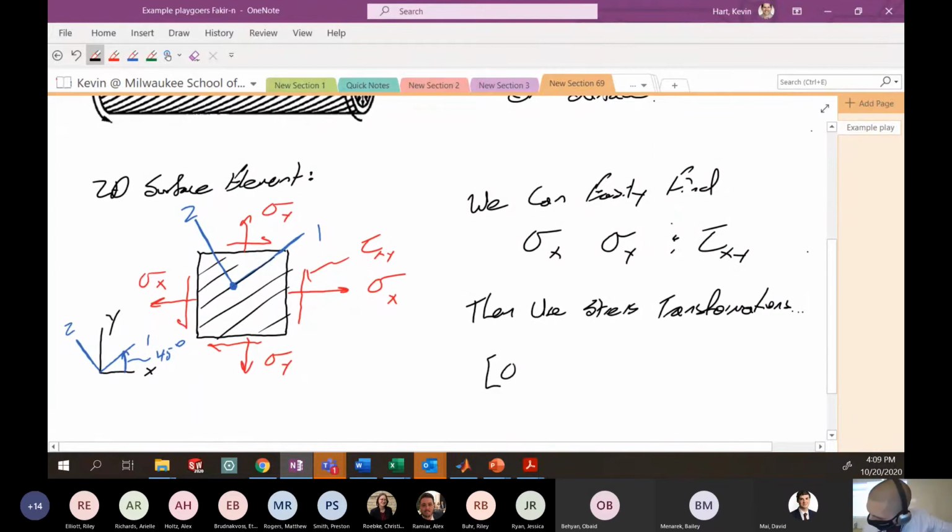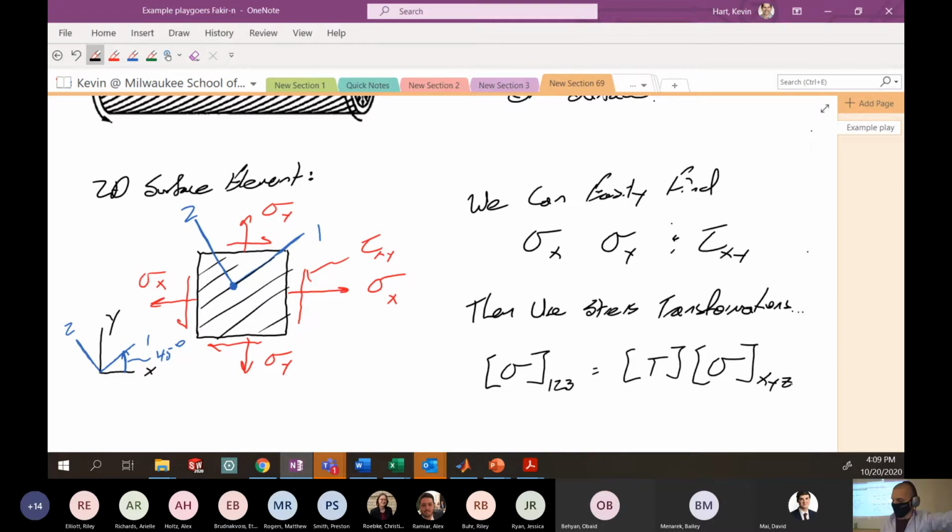I'll just draw this in matrix form. The stress in the 1-2-3 coordinate system equals the transformation matrix T times the stresses that I have in this XYZ coordinate system. Sort of what we talked about over the last couple of lectures. That's my general plan of attack for this problem.